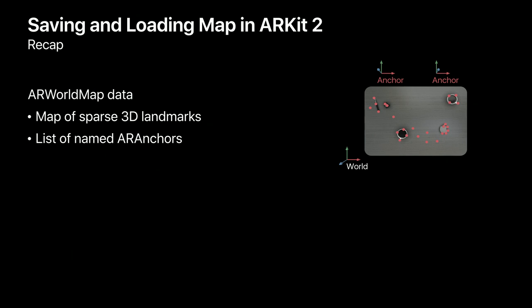Within this feature, we introduced a data structure called the AR World Map, which contains a map of 3D landmarks that are used for camera position tracking, and also a list of AR anchors, which represent the 3D coordinates of your virtual content. Within this example, we have a tabletop scene, and we load the AR world map on top of it. So we have several 3D landmarks on the table and two AR anchors.